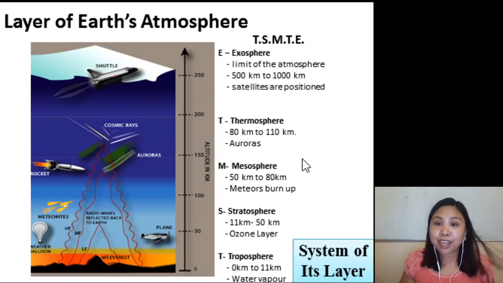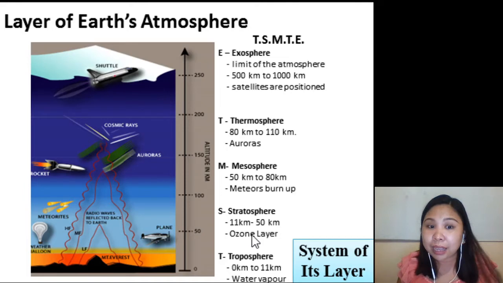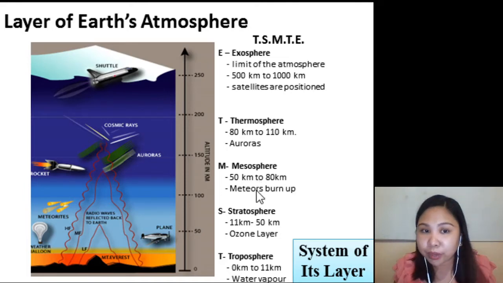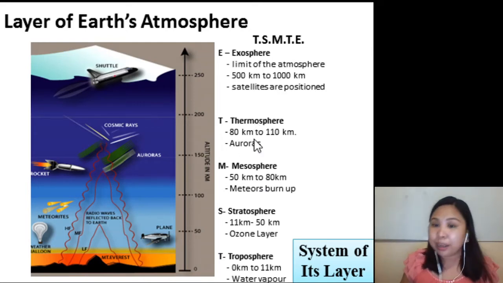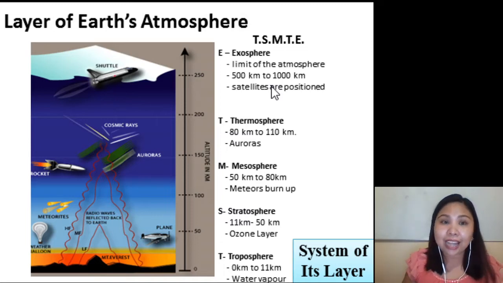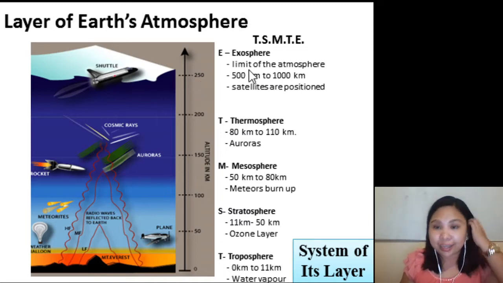Remember the different things that can be found in each layer. Sa troposphere, water vapor. Sa stratosphere, matatagpuan ang ozone layer. Sa mesosphere, doon nagbe-burn ang mga meteors. Sa thermosphere, matatagpuan ang mga auroras. And sa exosphere, dito sinisituate ang mga satellites kasi stable na sa part ng exosphere.